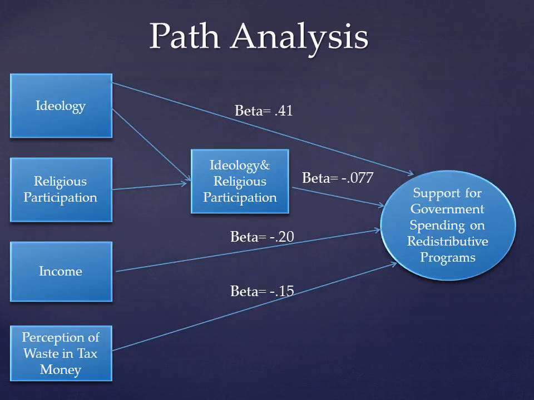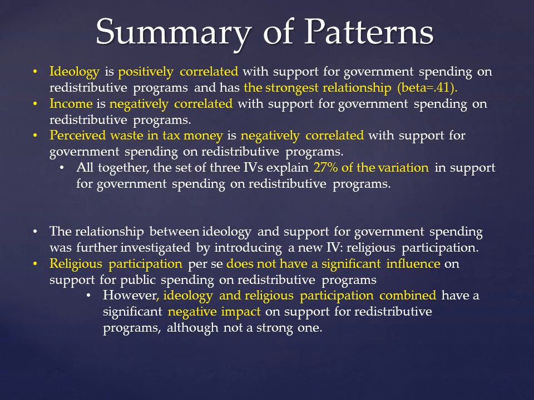A path analysis summarizes the directionality and strength of the observed relationships. Ideology is positively correlated with support for government spending and has the strongest relationship, with a beta value of 0.41. Income is negatively correlated, and so is perceived waste in tax money. Altogether, the set of three independent variables explain 27% of the variation in support for government spending on redistributive programs.